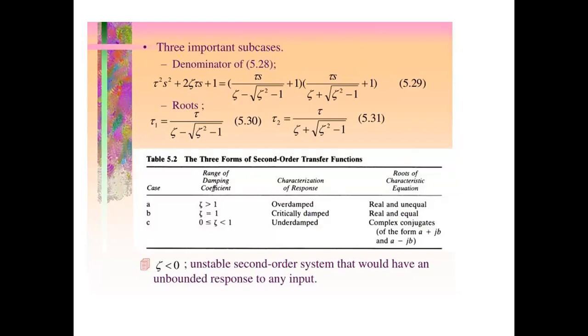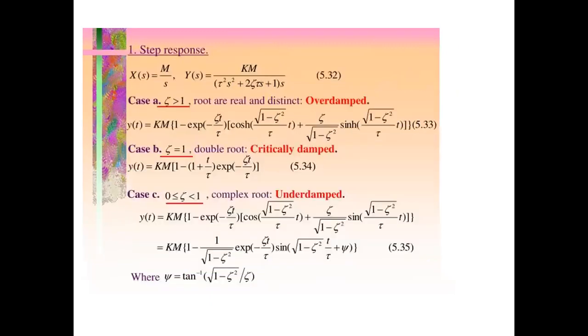Similarly, for C, the value lies between 0 and 1. We'll have an underdamped system and we'll have complex conjugate roots of the form a plus ib and a minus ib. When tau is less than 0, we'll have an unstable second order system that would have an unbounded response to any input.